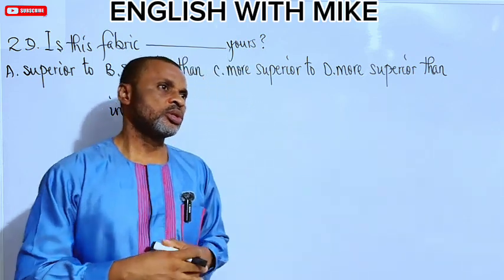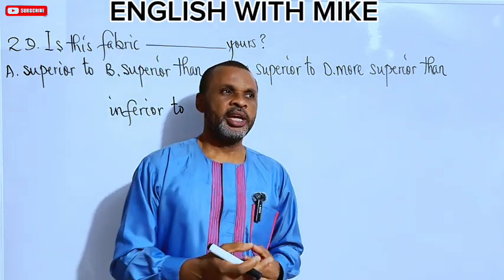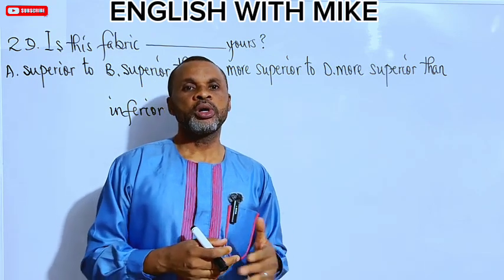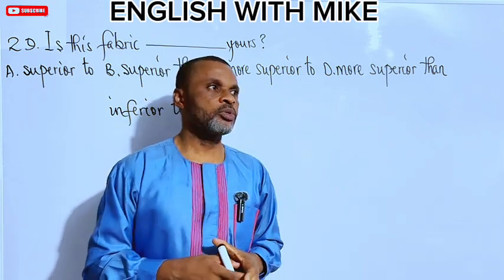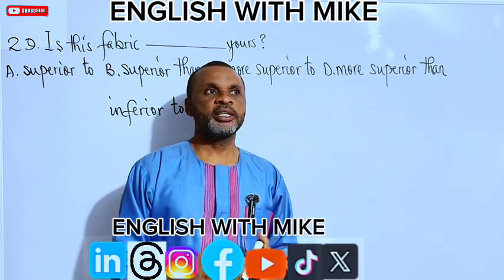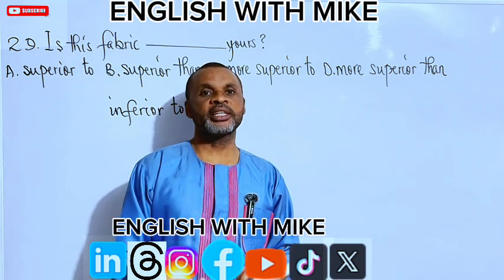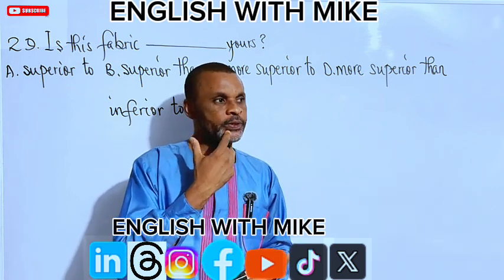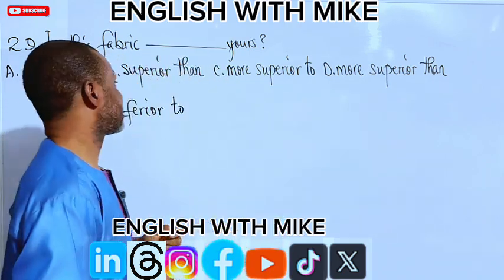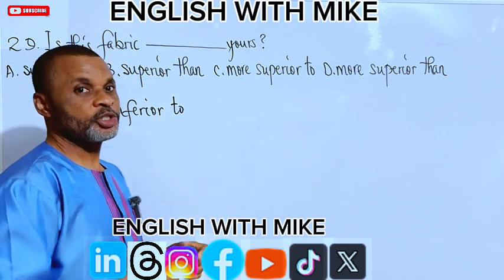But if we don't use superior and we wish to use more, then it depends on the adjective in use that determines whether to use more or to just go ahead. For example, we can say something is more brilliant, it's more elevated, it's more dignifying, it's more important, more significant. All right? But we do not use more with superior or any other adjective that behaves like that in the comparative degree. So automatically the answer is option A. Did you get it right?